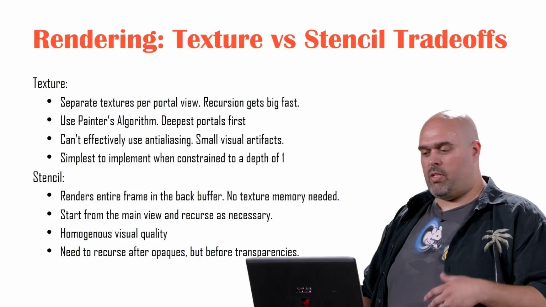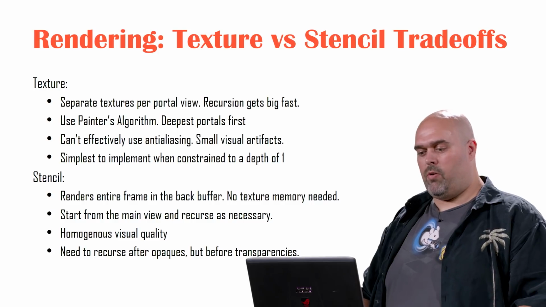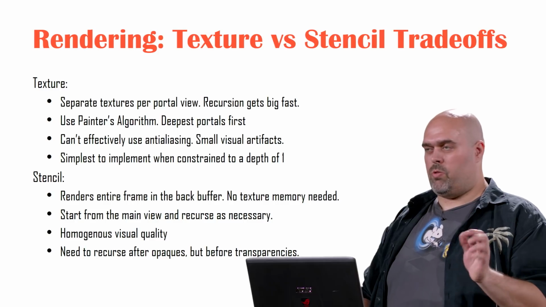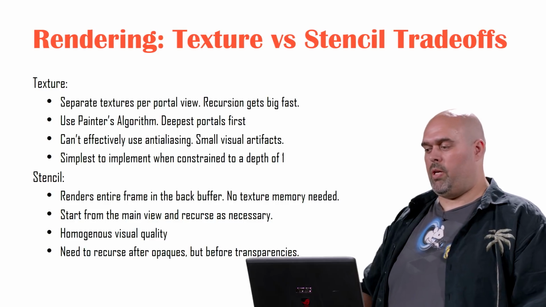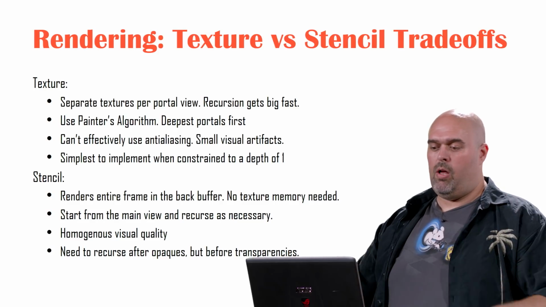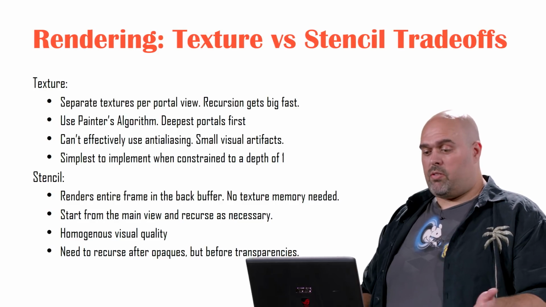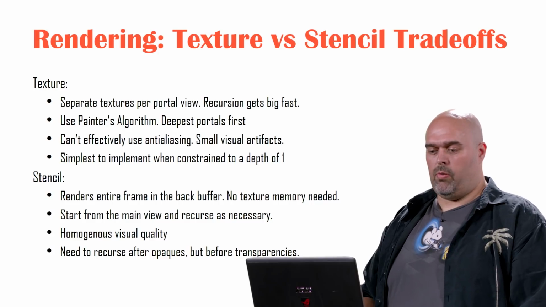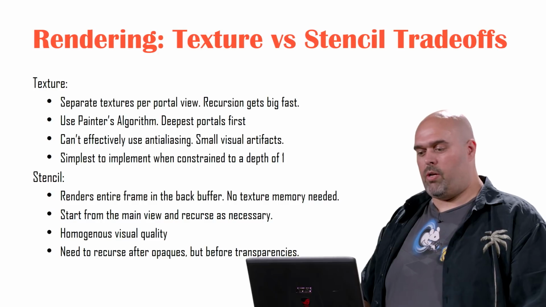I don't know if it's true anymore. It definitely was when I originally was working on the first portal that you couldn't effectively use anti-aliasing. So you get small visual artifacts as you get close to a portal because it would be rendered as a texture that doesn't quite render the same way as the rest of the back buffer. But it is the simplest to implement, especially if you don't support recursion at all. It is super simple to do because you can ignore the painter's algorithm and just render all of them before you do your main view.